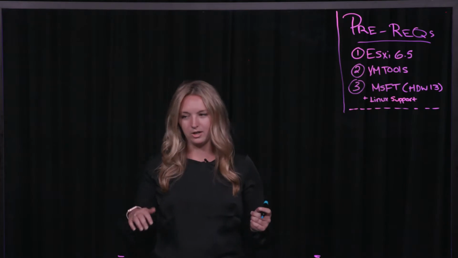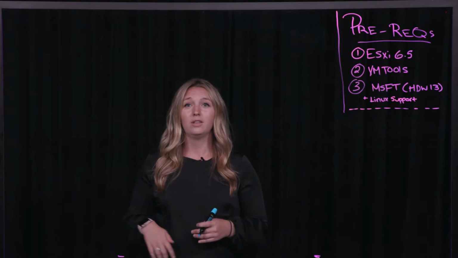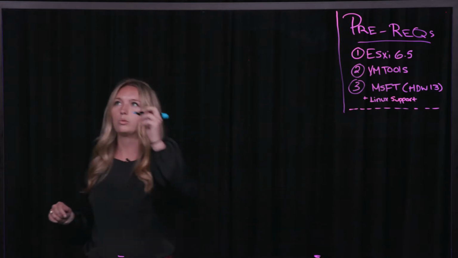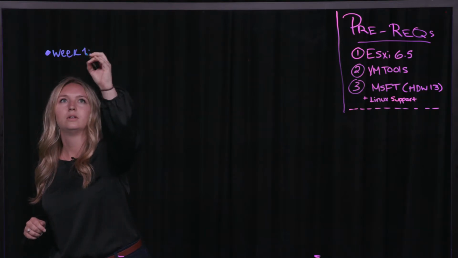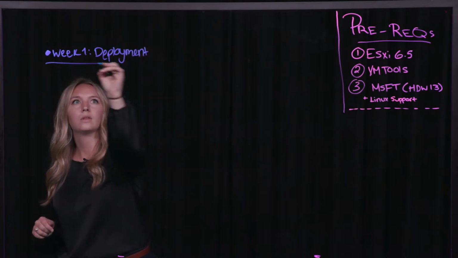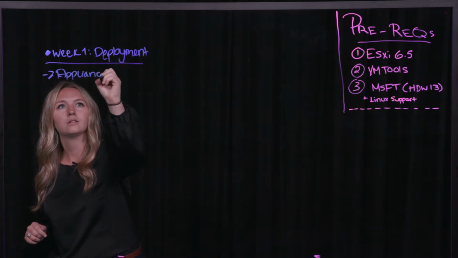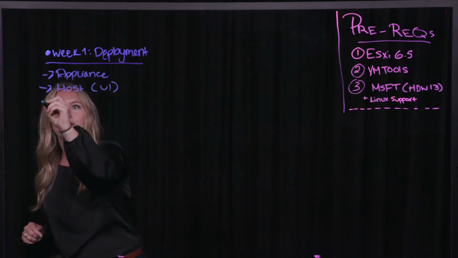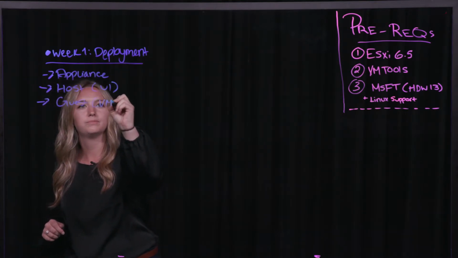Okay, so first when we get started, anything higher up on the board means that it requires a higher level of activity. So that'll be higher up, and then the lower down things, of course, would mean lower activity on your part. So week 1, this will be your deployment week. And what this will involve is the deployment of your appliance, your host, which you can do through the AppDefense UI, and the guest, which will be through VM tools.